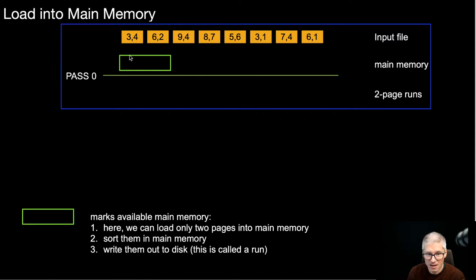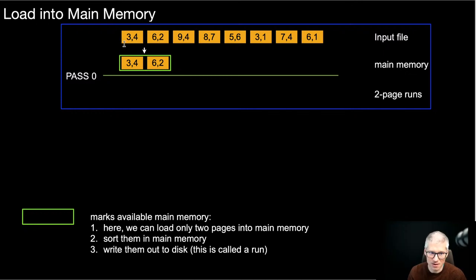I will assume for the moment, I only have 2 pages of main memory to just show you the principle of what happens here. So the first thing you do in external merge sorting is you create so-called runs. What does it mean? You fill up your main memory with as much data as possible. Well, here my main memory only has 2 pages. So what I do is I load 2 pages from the input file into main memory. That happens here. The first 2 pages got loaded.